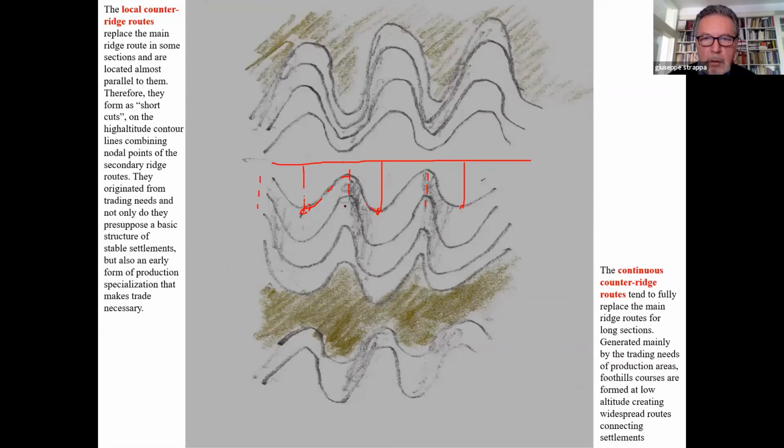So they start to form another route, which is a local route, and we call it the local counter ridge route, which links together two villages, two small settlements. They are discontinuous. We can imagine that there is another here, and so on. And it is an important step, even from the technical point of view. We can imagine that here, on this ridge, the forming of the roads is not so difficult.